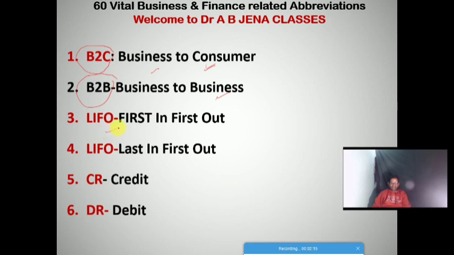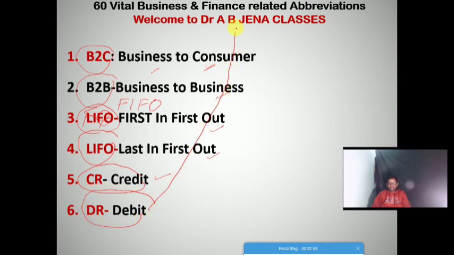The next one is FIFO, not LIFO, sorry, that was a typing error. FIFO stands for first in, first out. Then LIFO, it's last in, first out. Then CR, it's credit. DR, that is debit.